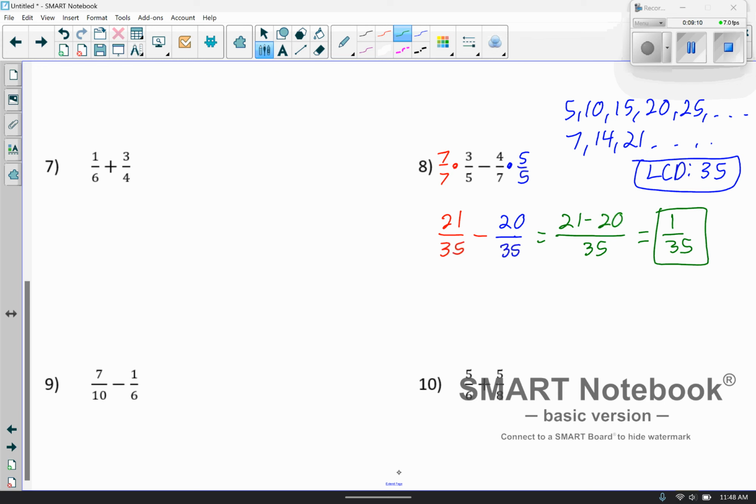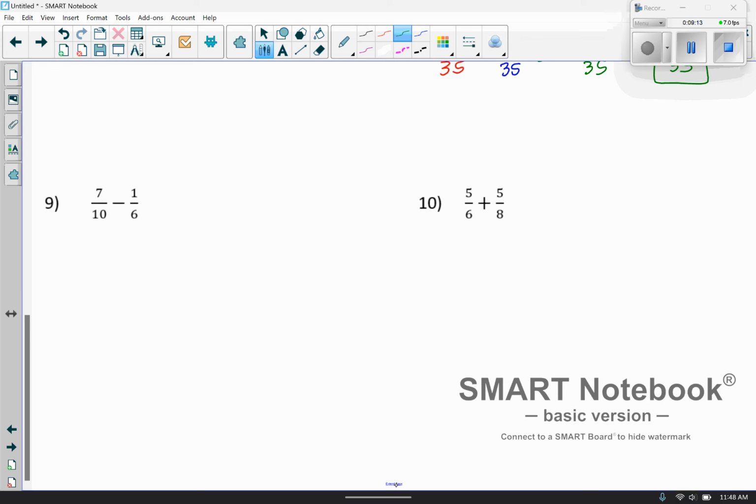All right, I got 2 left for us to look at. So if we look at number 9, you might be thinking, is the LCD 60? Well, if you use 60, it actually would work, but you'd have to reduce at the end. So that's why we call it the least common denominator. We kind of want to go for the smallest so we don't have to do that simplifying later on.